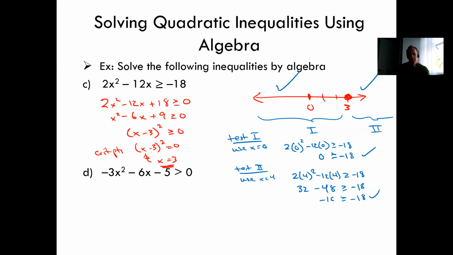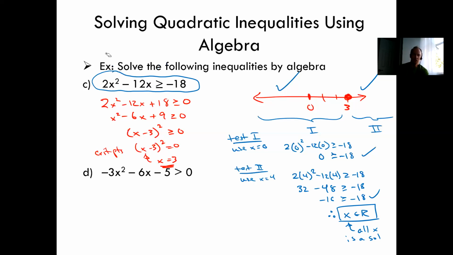Check, check. So what do we say if both intervals are satisfying? What we can say is therefore x belongs to all the real numbers. This is basically saying all x is a solution. If we put any value of x into this, it will satisfy it. Every single number you can think of will be true in this case. That's pretty nifty, actually.